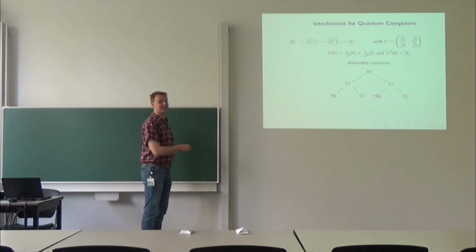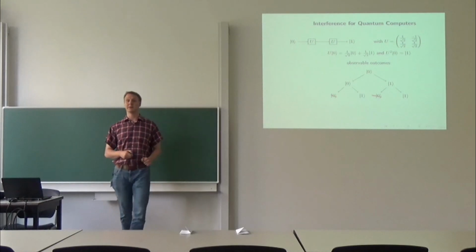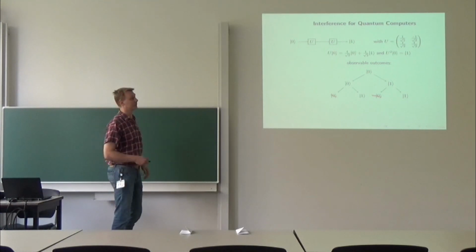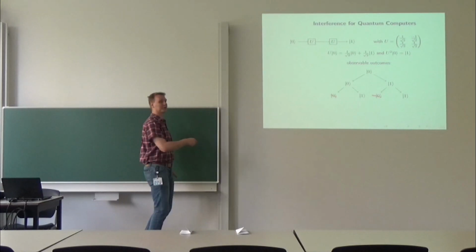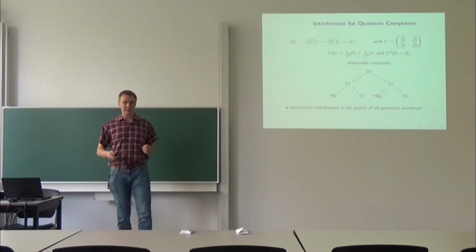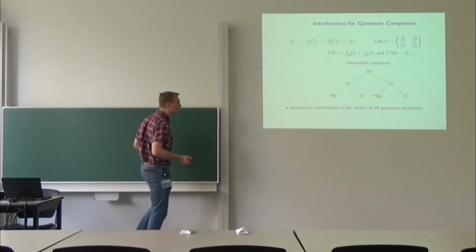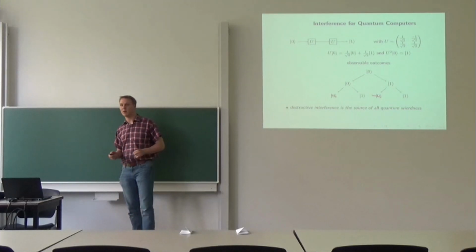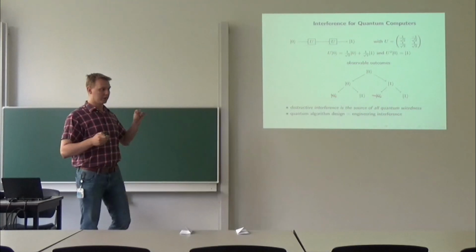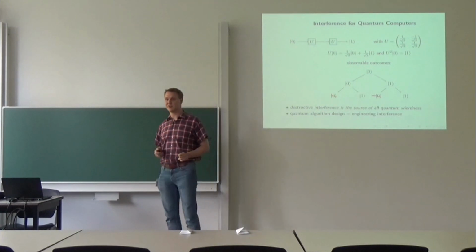But since these paths cancel exactly, the probability of measuring 0 is 0, and the probability of measuring 1 is 1, which allows us to cancel all the other terms and write just 1 up there. So this principle is destructive interference, simultaneously constructive interference, and this is the source of all quantum weirdness. So if you want to design quantum algorithms, what you need to do is engineer interference.